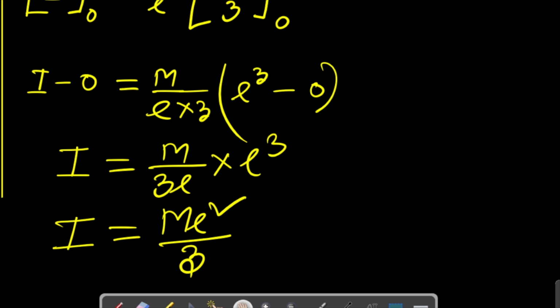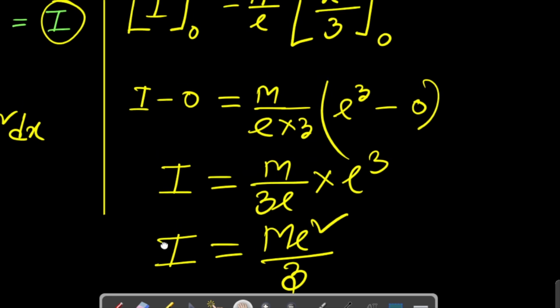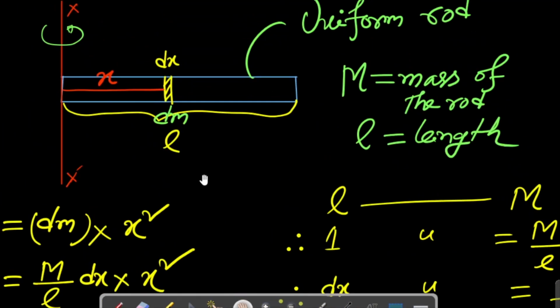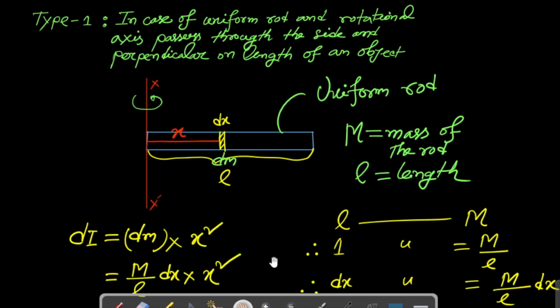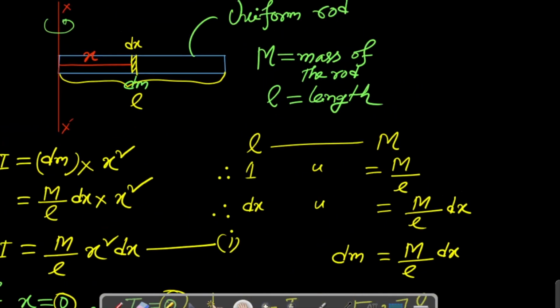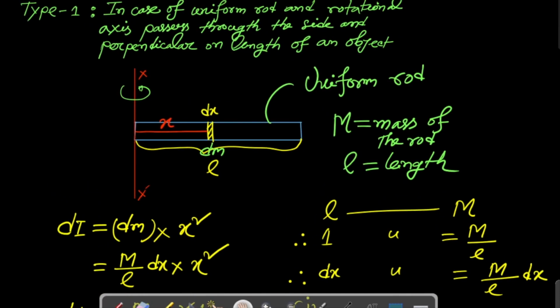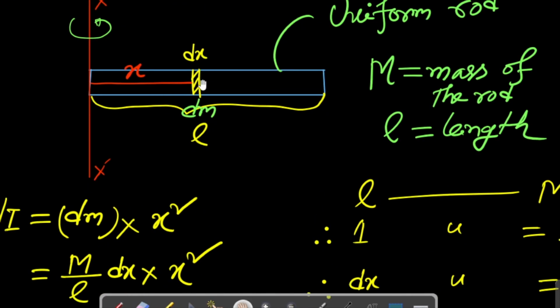So my dear students, this is the equation to find the moment of inertia in the case of a uniform rod if the rotational axis passes through the side of the object. Okay. Now we discuss again. Suppose this is the uniform rod, the length of the uniform rod is L and the mass of the uniform rod is M. Our duty is to find a very small part. The length of this small part is dx. This is a small section, the mass of the small section is dm, and the distance between the rotational axis and this small mass is x.